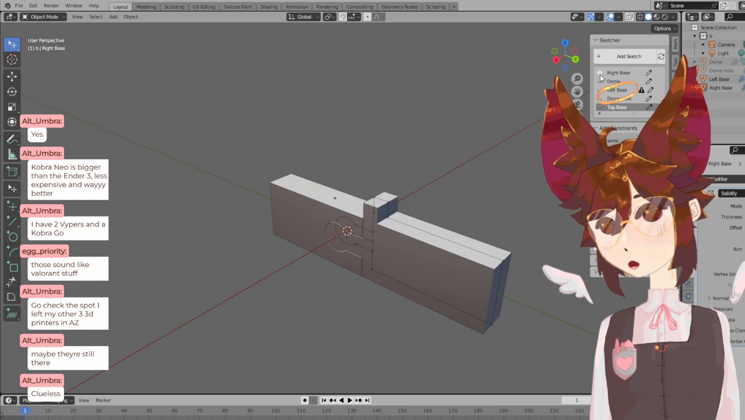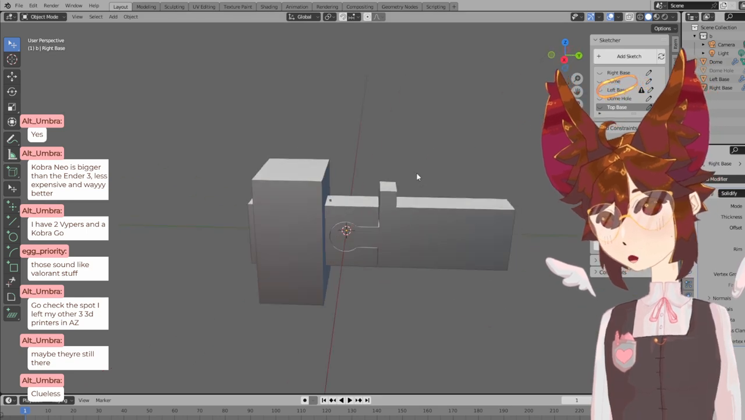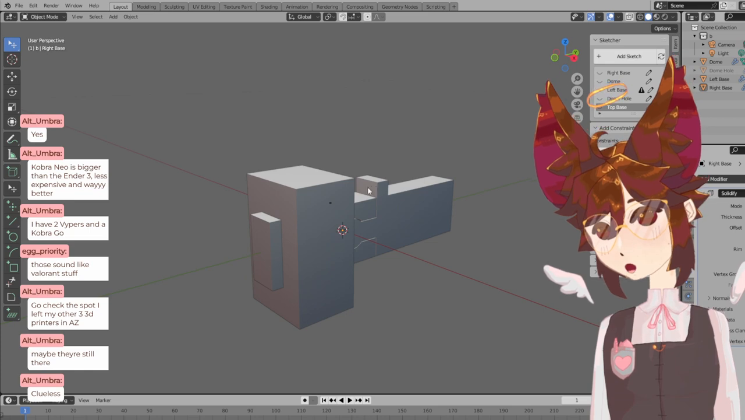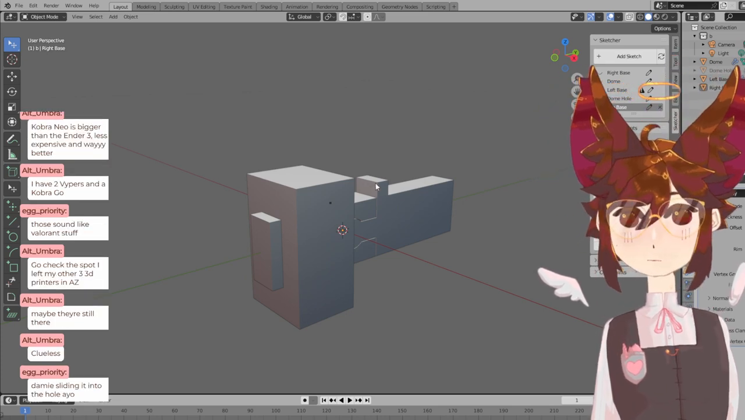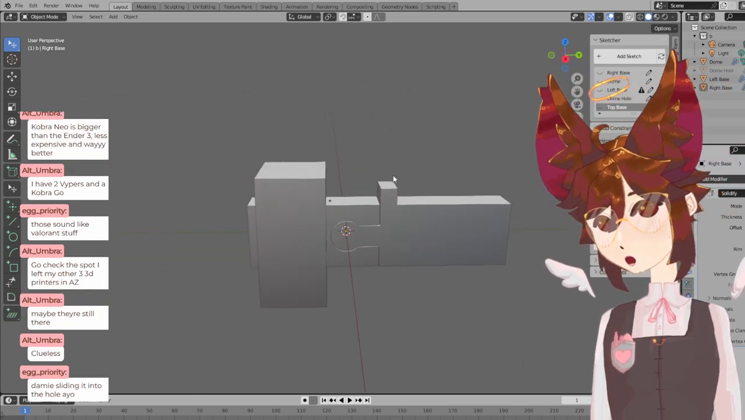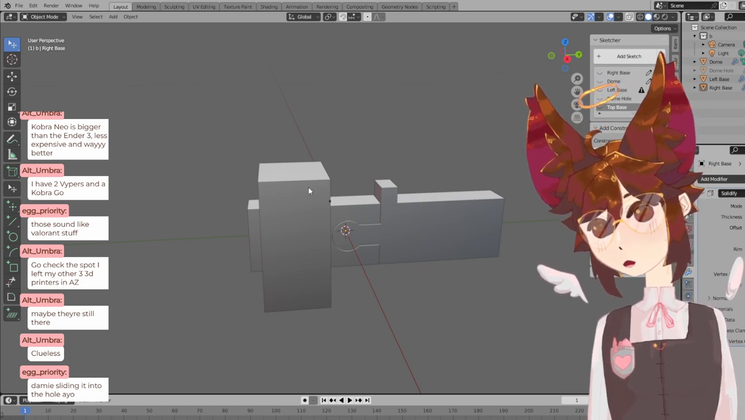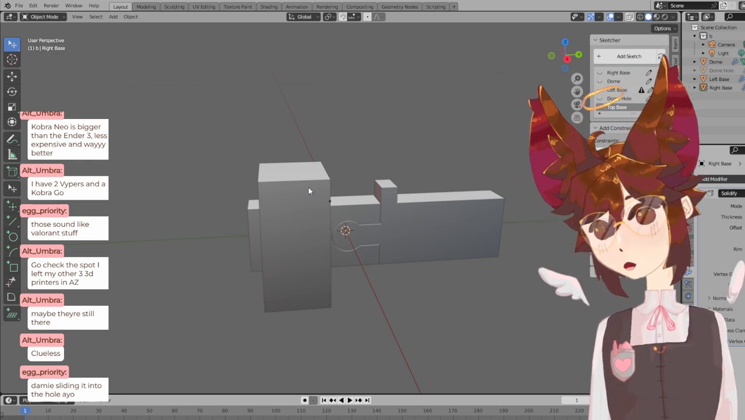Before you slide it in. Where is it? That's the hole. There's the dome. Oh, I've turned it off. You slide this part onto one of the sides and it gets stopped by this stop block. And this creates the first of the joints, the one that goes over the top.